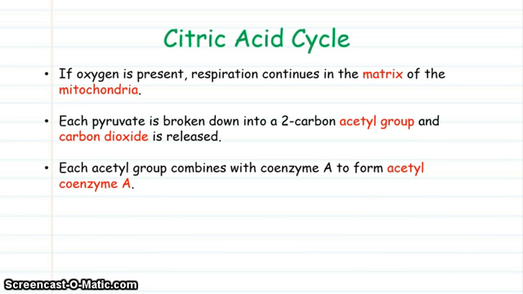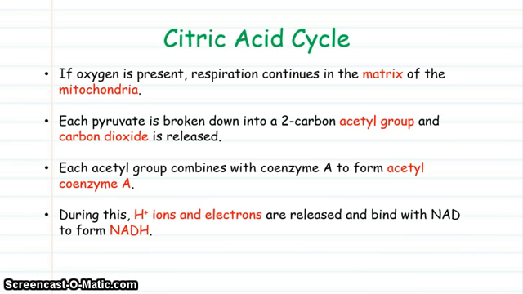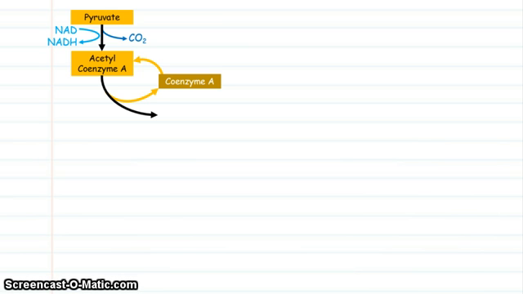And once again, during this stage, hydrogen ions and electrons are released from the substrate, and these bind with NAD to form NADH. So if we have a look at a diagram representing that, there's the pyruvate being broken down. Carbon dioxide is released, so 3-carbon pyruvate becomes 2-carbon acetyl group, which combines with coenzyme A, which is recycled.